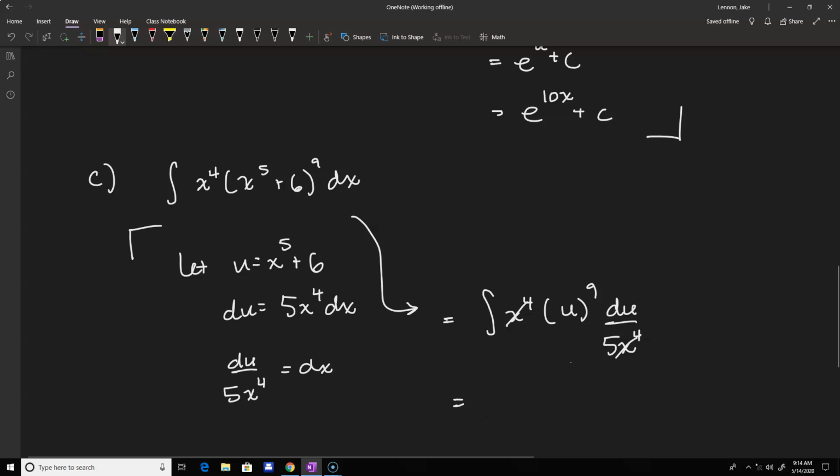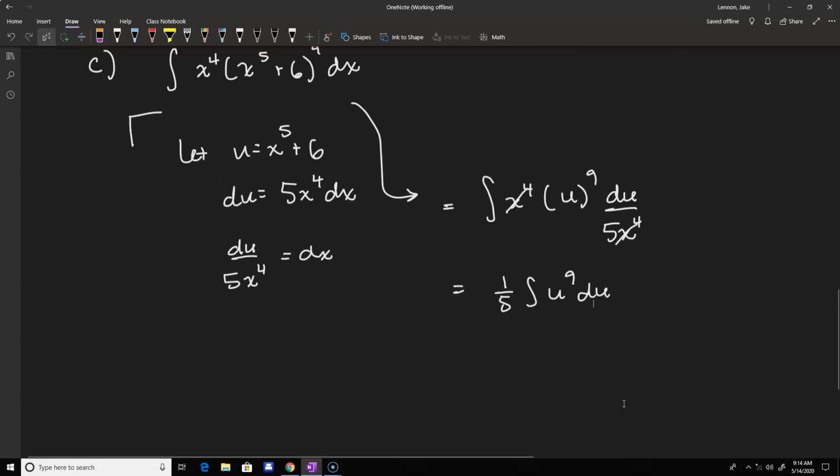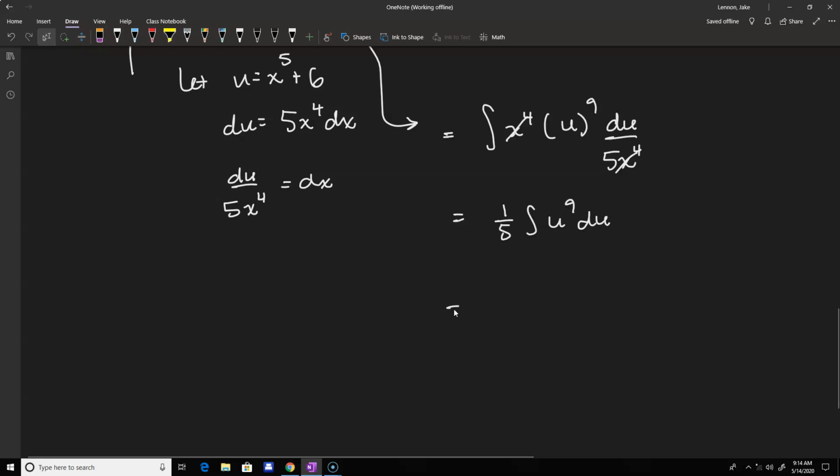But now the coefficients didn't come out quite so clean, but that's okay. So we end up with 1/5 times the integral of u to the ninth du, and that is an easy antiderivative. We just end up with 1/5 times 1/10 times u to the 10th plus a constant, which we can now write down as 1 over 50, and we can replace u with x to the 5th plus 6 to the 10th plus a constant. So that is our antiderivative there.